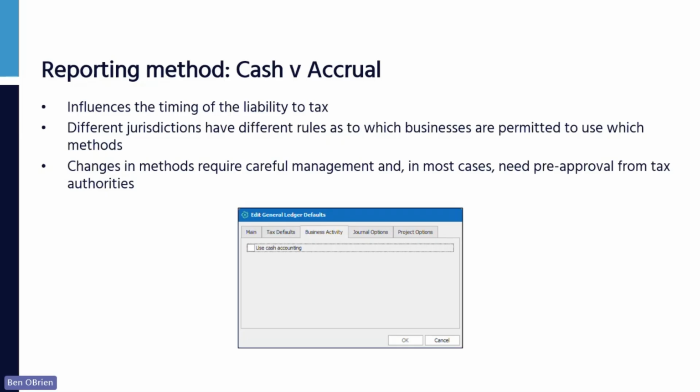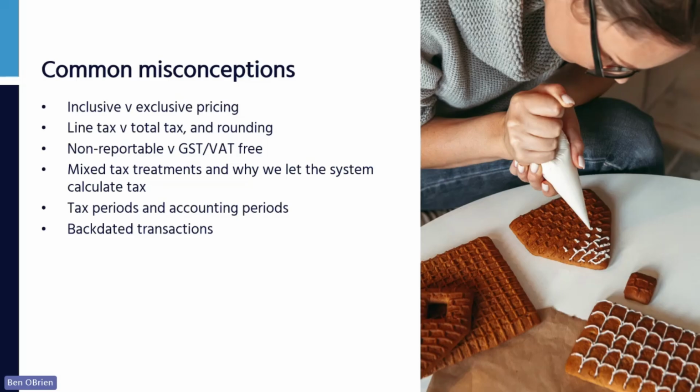So under general ledger defaults, if you are going to be changing this or you wanted to double check what arrangement you have, it's just under the business activity area. And that's where you toggle whether you're using cash accounting or not. As I said, don't just change that on a whim. There is a process that you'll need to go through.